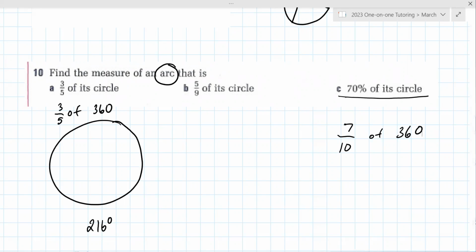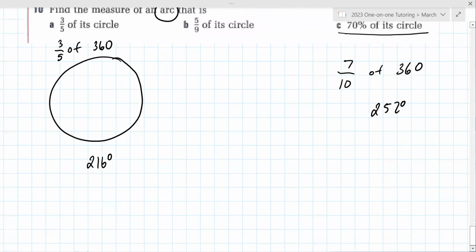Will you do that calculation for us, please? 252. Okay. Very good. All right. So now let's move to talking a little bit about chords in a triangle.